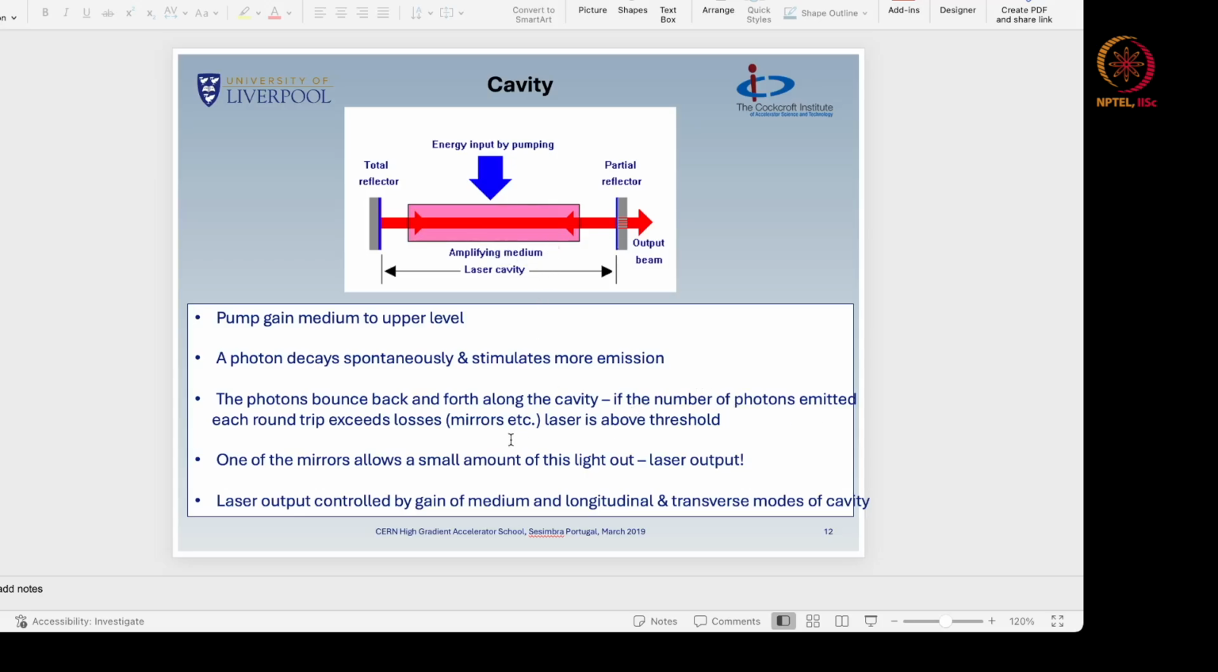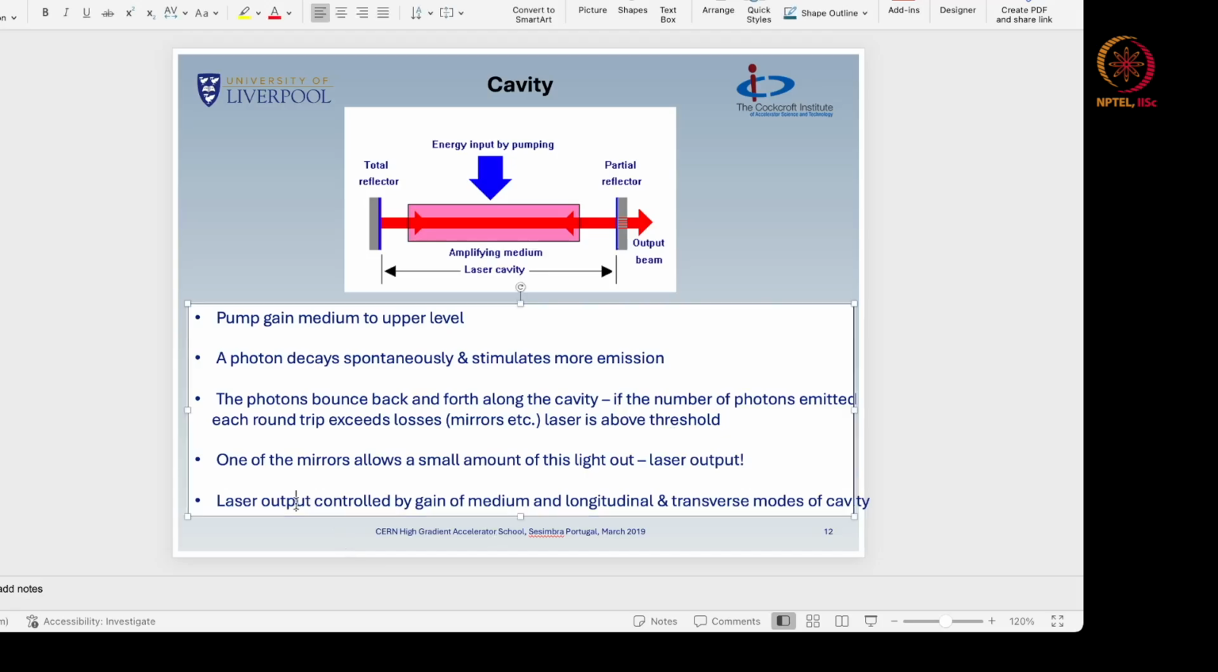Now, if the number of photons emitted in each round trip through this cavity, because the photons are then reflected, exceeds the losses, because the mirrors are never absolutely 100% reflective, so they will absorb a little bit, and there can be other losses also. If in one round trip you have more photons, that means your number of photons should go on increasing. Only one of the mirrors will allow a small amount of light to go through. This is what is called the laser output.